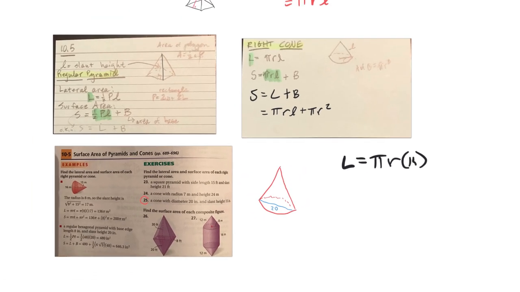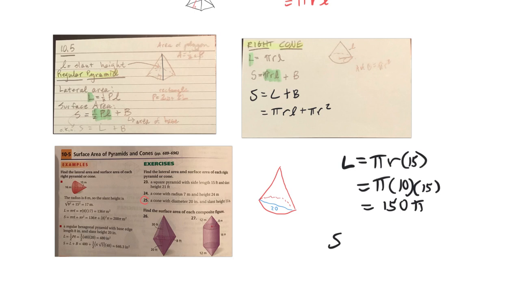Slant height is 15, but we don't have the radius yet, but as many of you watching probably understand, the radius is very easy to find. It's just going to be half of that 20. So we're looking at pi times 10 times 15, and then of course that's 150 pi. Okay, so that is the lateral area.